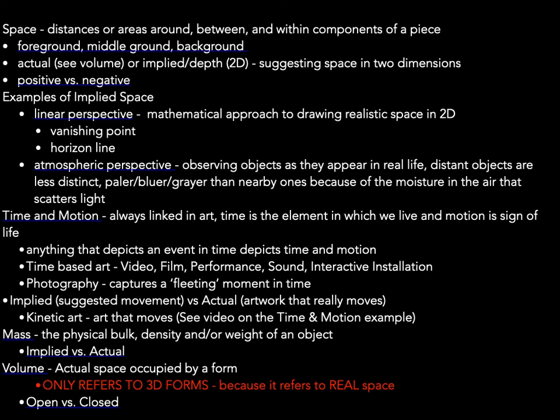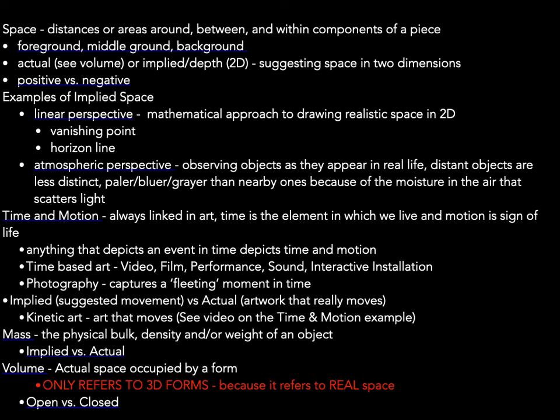You can't have real mass in two dimensions because that would mean you were describing a real physical weight in an artwork that is not supposed to have anything. Volume is about the actual space occupied by a form, which means this refers only to three-dimensional things because it's referring to real space. If you're talking about implied space, remember, you're discussing the element of space, not the element of volume. So if you describe implied volume, you're getting two elements wrong, not one.